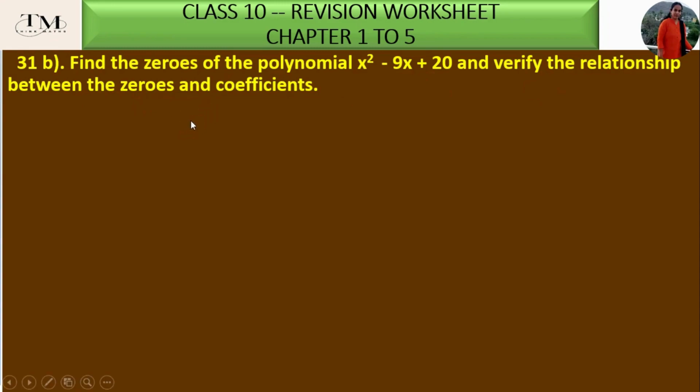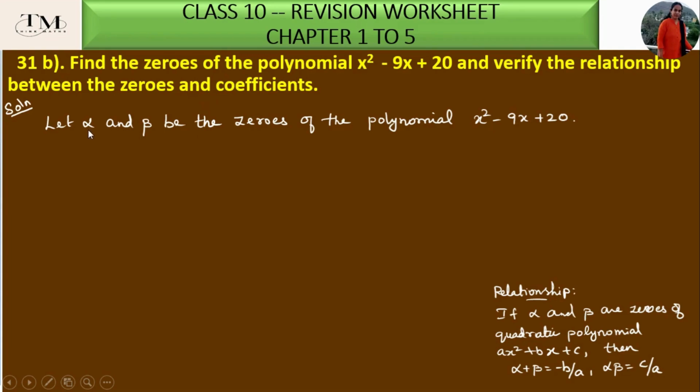So first let us assume the zeros of the polynomial as alpha and beta. So let alpha and beta be the zeros of the polynomial x square minus 9x plus 20. And then we have to find out the relationship. We have to verify the relationship. So what is the relationship?